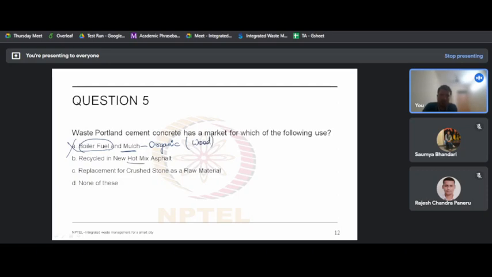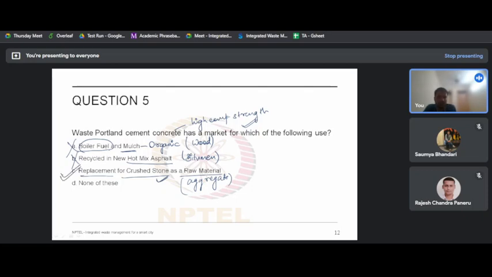Then we have recycled in new hot mix asphalt. Asphalt is nothing but the American word for bitumen. So bitumen and concrete are not the same thing. So we cannot use concrete directly with asphalt as a material, so you can remove B also. So finally, we are left with replacement for crushed stone as a raw material. So concrete has a high compressive strength. And what do we require with stone? One of the primary requirements for using stone or aggregate as a raw material is to provide the required compressive strength or tensile strength, depending upon the application. So here, let's say we are concerned with compressive strength. Concrete can easily provide that. So we can use it as a replacement for crushed stone as a raw material. So option C is correct.